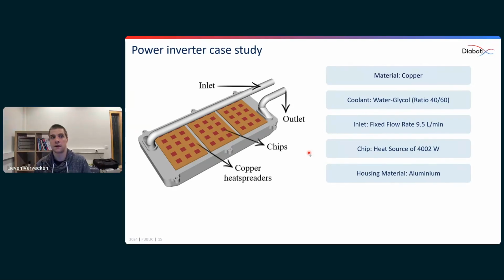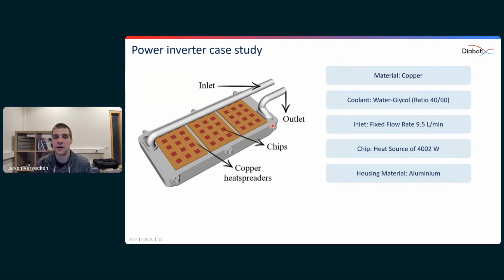Okay, that's more of the technical side or the theory side that I wanted to cover. Let's now apply it on an example case. So the example case is a double-sided power inverter, where on both the top as well as on the bottom we'll have chips that produce the heat, 90 chips in total. And those 90 chips in total produce a little over 4 kilowatts of energy. The chips are then placed onto copper heat spreaders to easily spread out the heat towards the coolant. That's what's being shown here in orange.